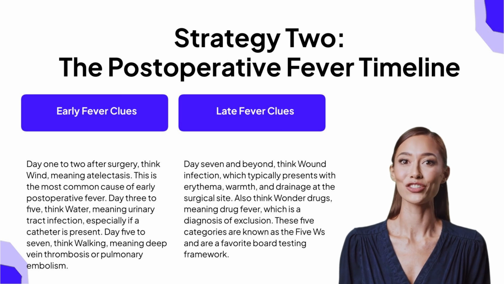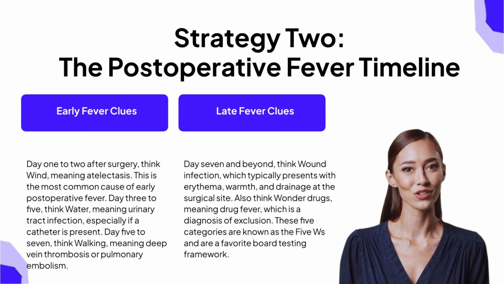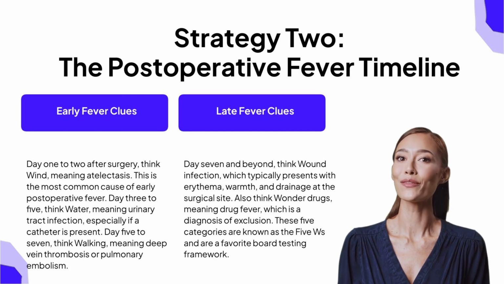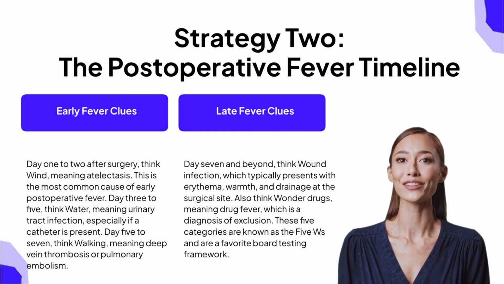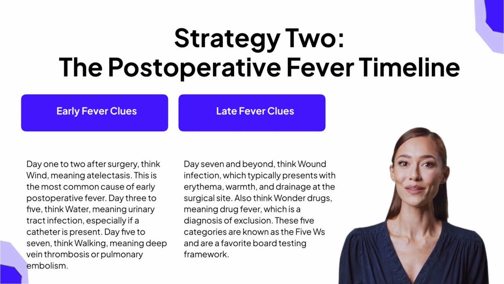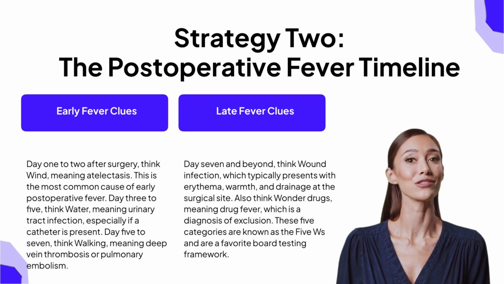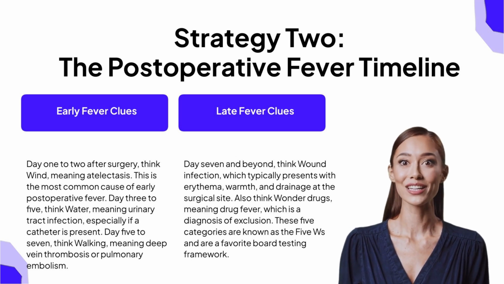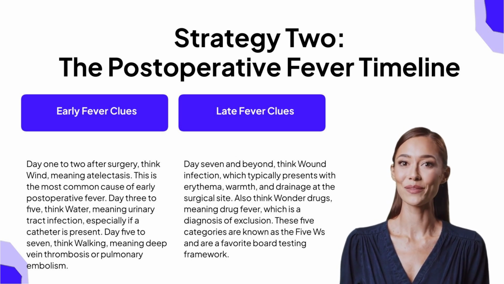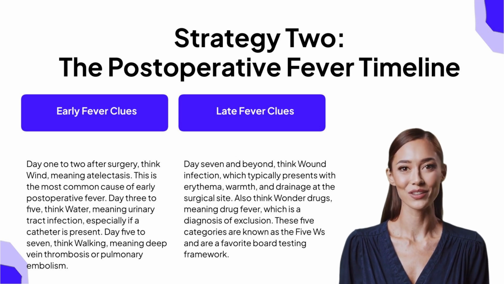Strategy 2 is the postoperative fever timeline, and this is one of the most heavily tested frameworks on the boards. The classic mnemonic is the 5 Ws, and you absolutely must know this for exam day. In the first 1 to 2 days, think wind, which means atelectasis. This is the most common cause of early postoperative fever and is treated with incentive spirometry and early ambulation.